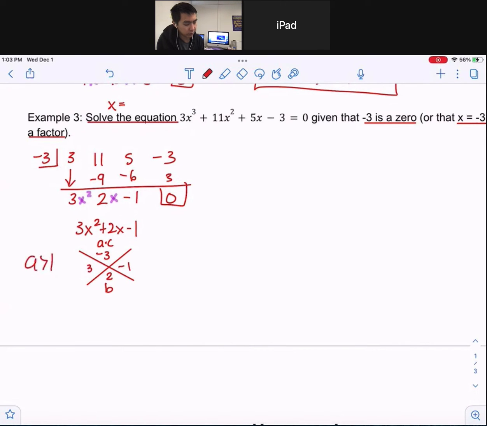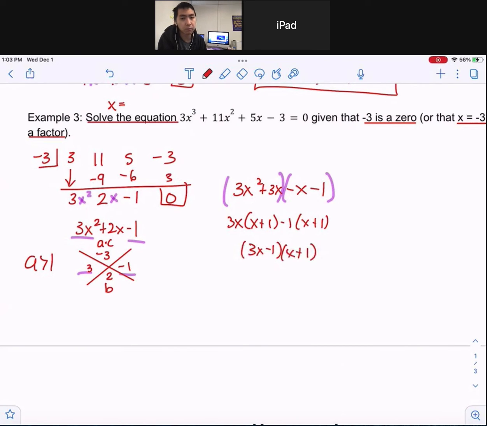And since a is greater than 1, that means you've got to do it by grouping. First term, two middle terms, the last term. 3x squared plus 3x minus x minus 1. Group. Factor out 3x to get x plus 1. Factor out negative 1 to get x plus 1. 3x minus 1 and x plus 1.